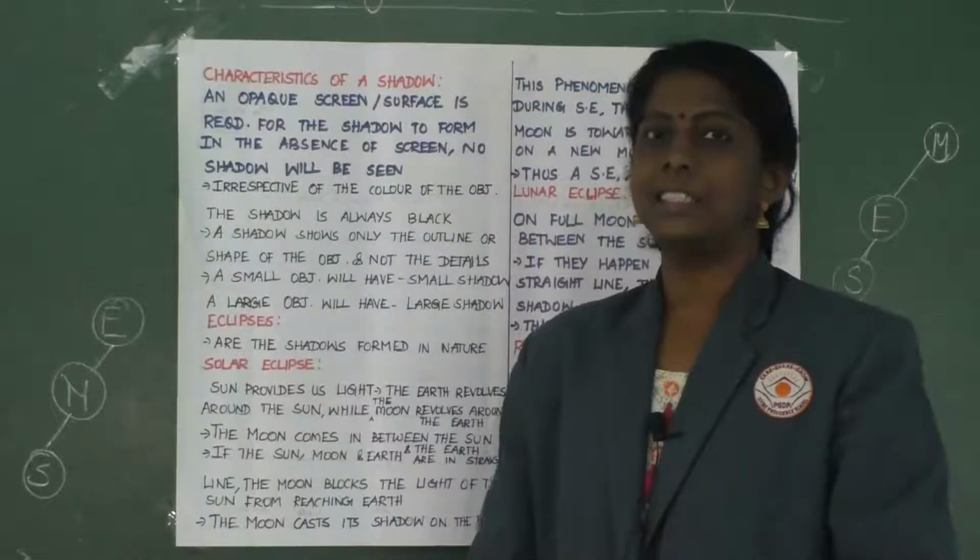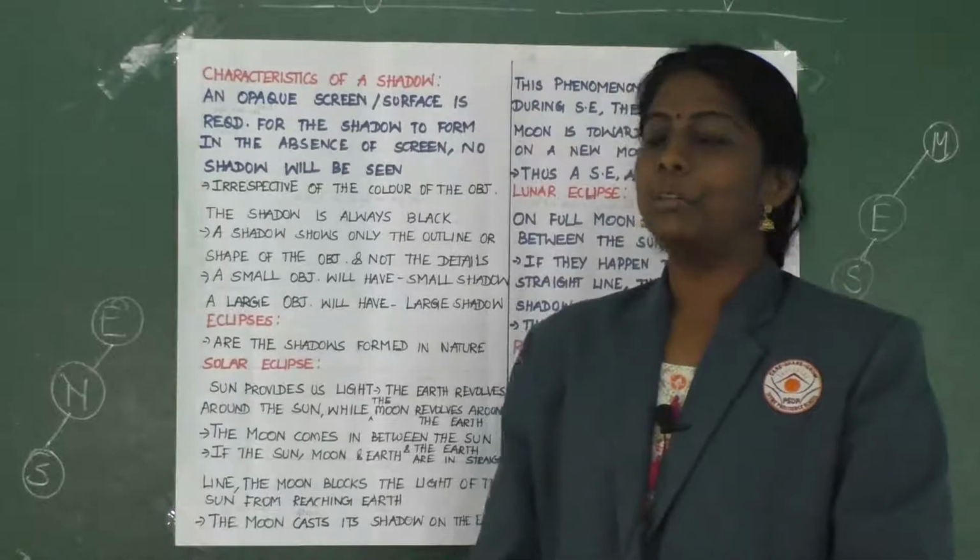Then a shadow shows only the outline or shape of the object. We can see the outline only. We cannot see the detailed information about the object. Then a small object will have a small shadow. The duster shadow was very small. Then a large object will have a large shadow.